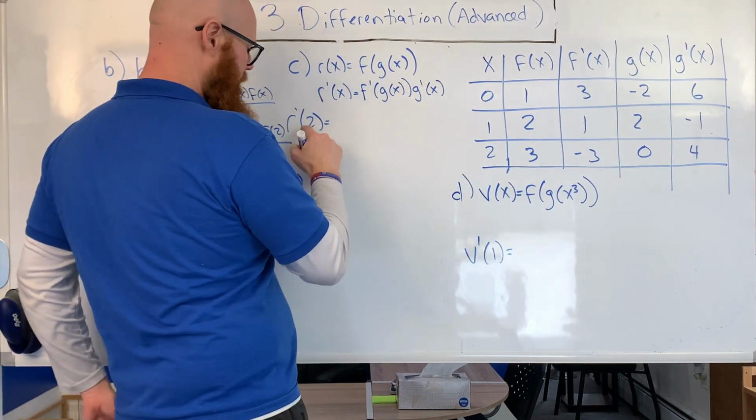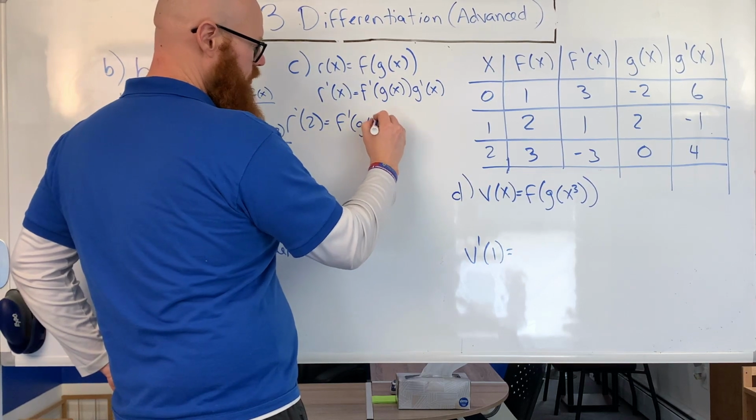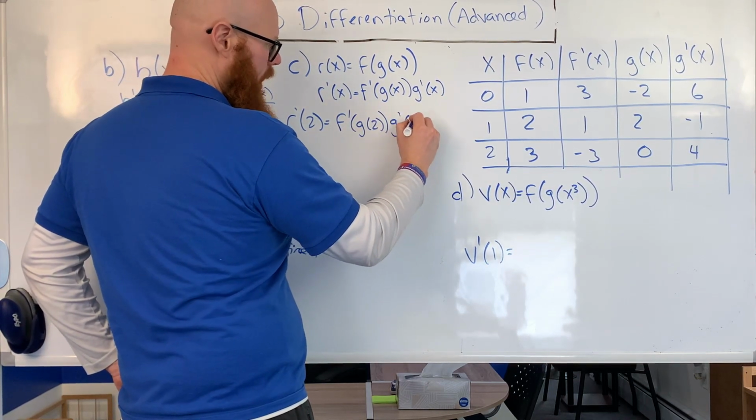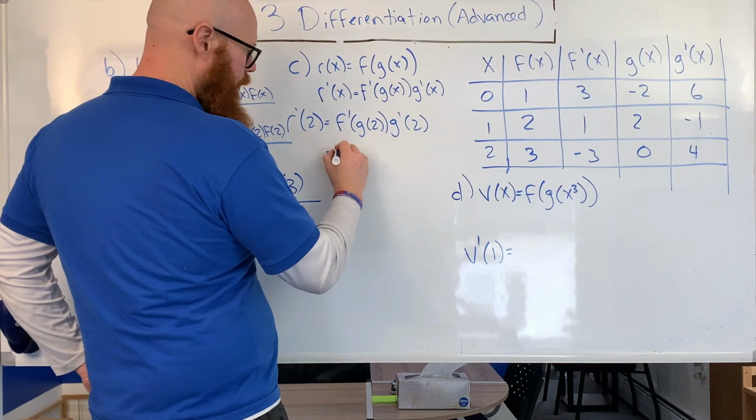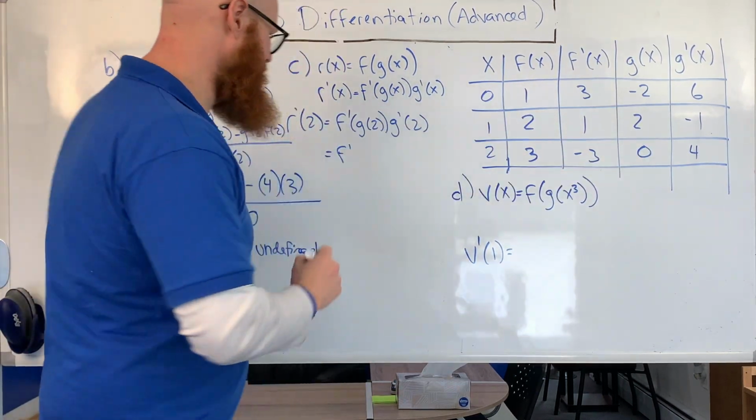So what that looks like for r prime of 2 is f prime of g of 2 times g prime of 2. Well, what we have to do first is find g of 2. Well, g of 2 is 0.